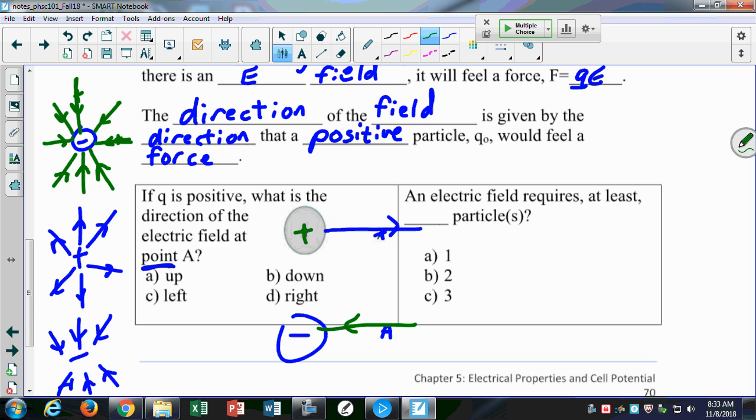Remember, forces and fields are very closely related, right? F is equal to QE. In fact, these are both vectors. So whatever the direction of the force is also the direction for the electric field. And that's why this whole thing works, because the force and the electric field are in the same direction. But it depends on the charge. If I have two positive charges, they're going to be repulsive. A negative and a positive are going to be attractive.